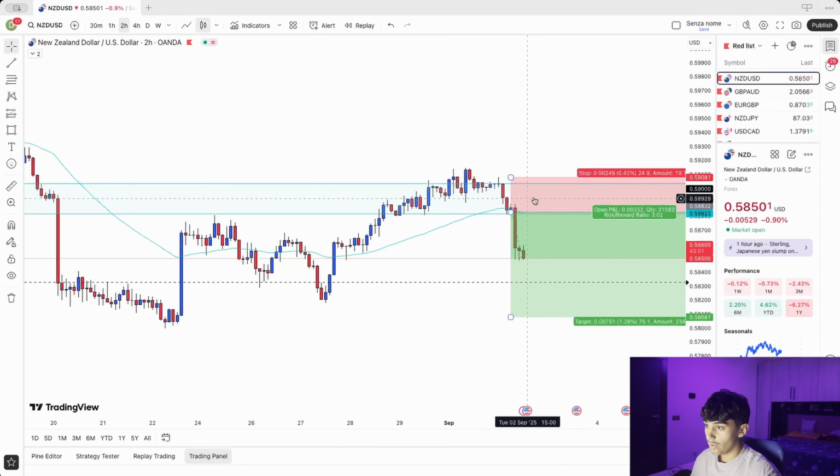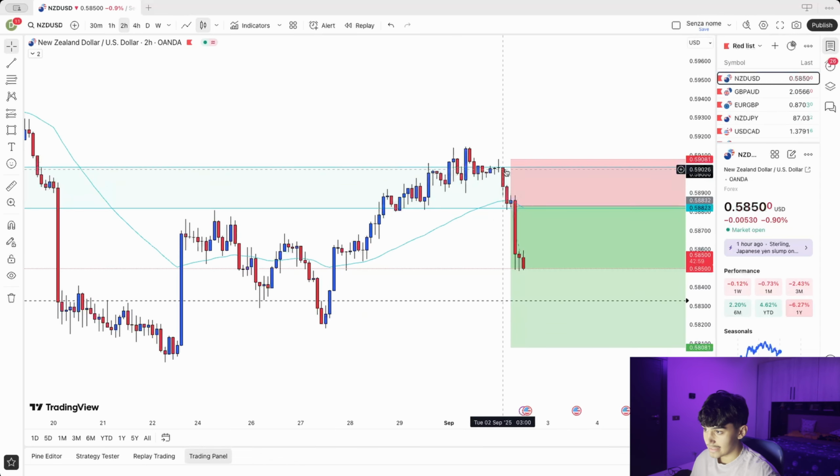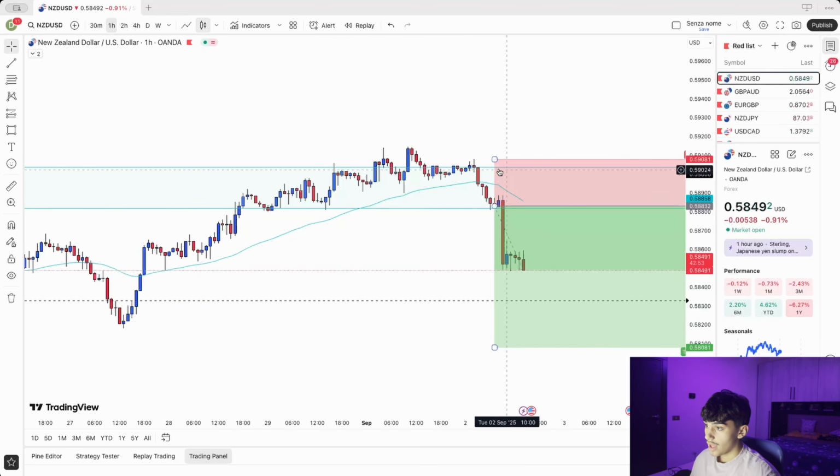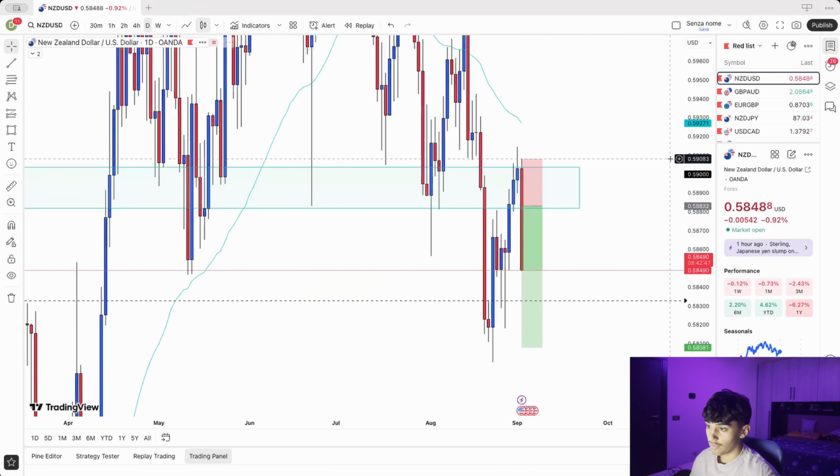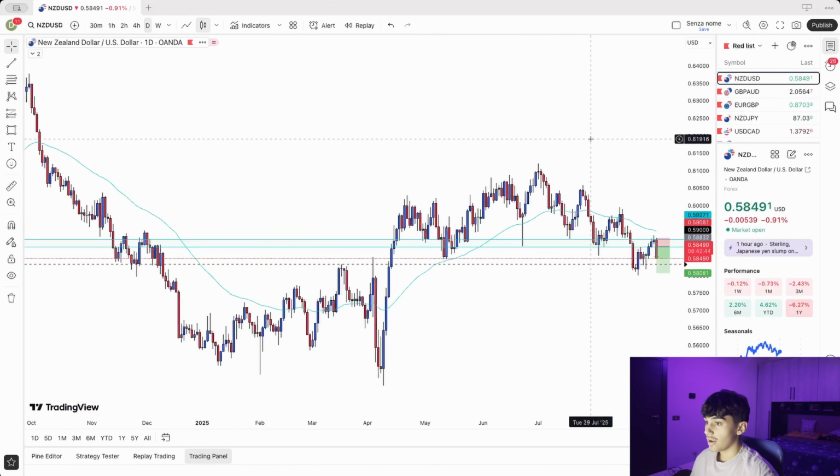The 2-hour was bearish as well. I really liked this kind of rejection here, so I waited for it to close under the EMA. The 1 hour was bearish. The 30 minutes was bearish as well. So those are my confluences on this trade right here.